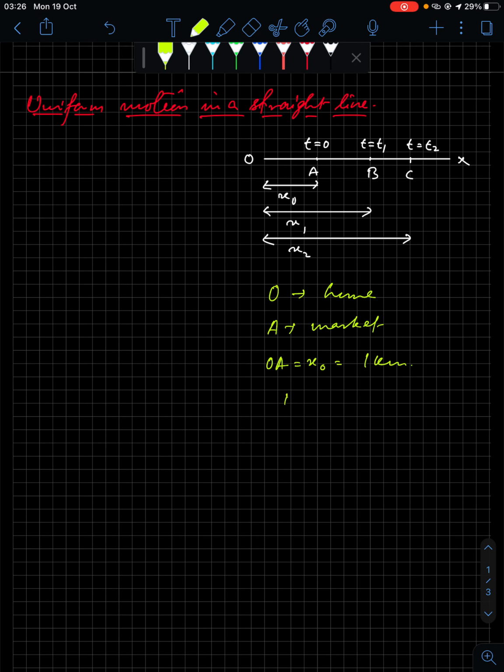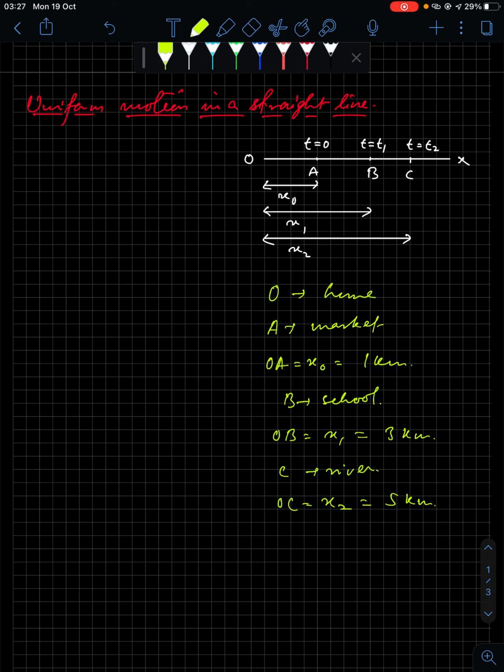Now B is your school. So in that case, say OB, which is x1, say your school is at a distance of say 3 kilometer from your home. And C, consider C as a river. In that case, OC, which we marked as x2 in the diagram, is say 5 kilometer. So the river is at a distance of 5 kilometer from your home.